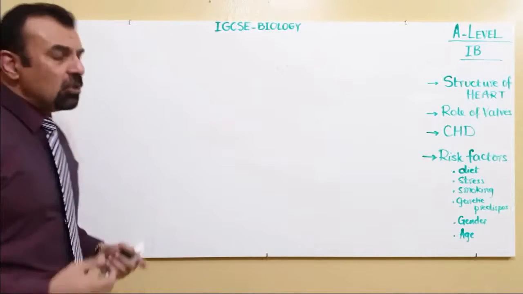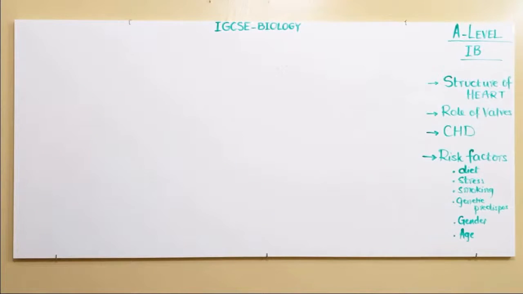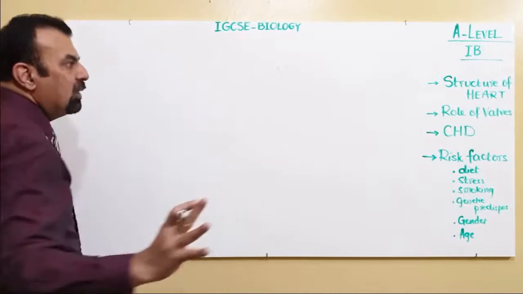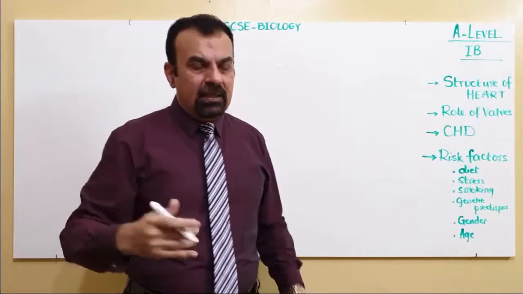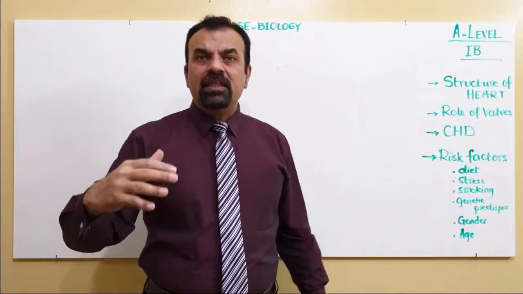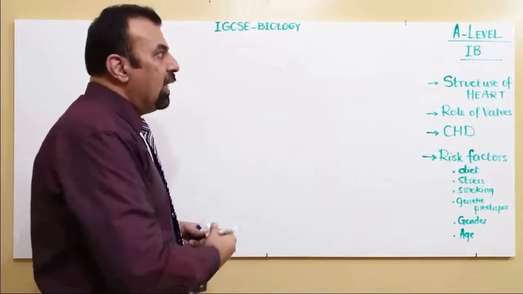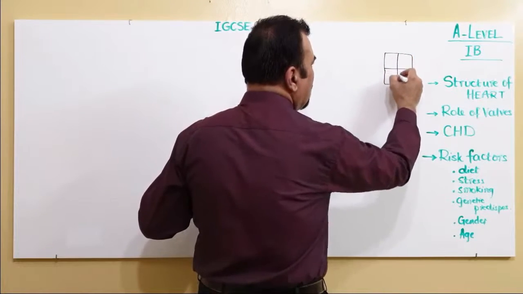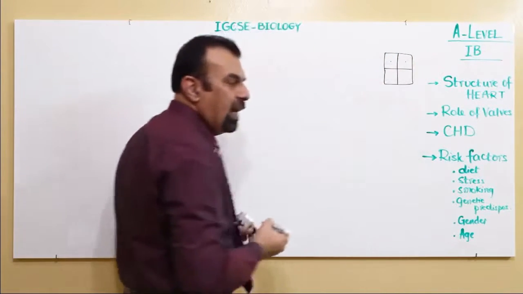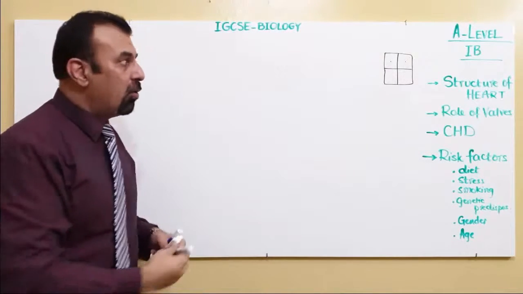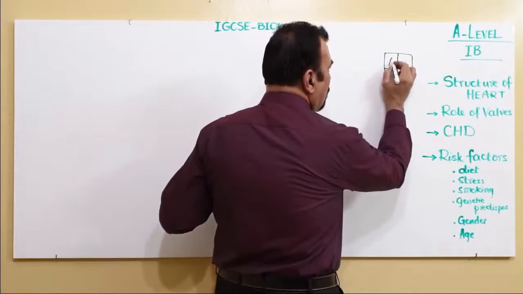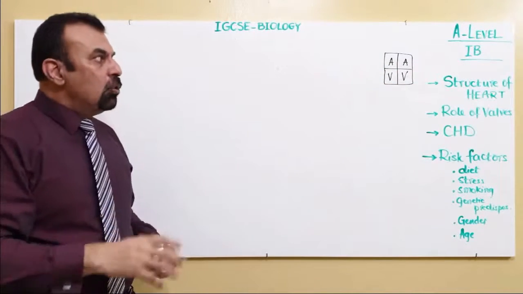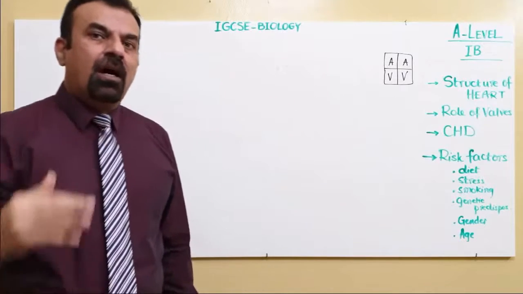So to start off with, first of all, whenever you are trying to understand the structure of heart, you should understand this thing. There are 4 chambers. These 4 chambers generally could be drawn like that. The upper 2 chambers are called atria, or singular atrium. So we have 2 atria and we have 2 ventricles. That's a general schematic of the heart.